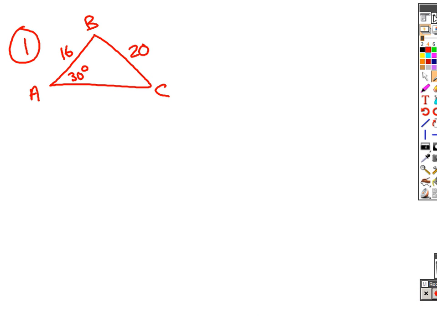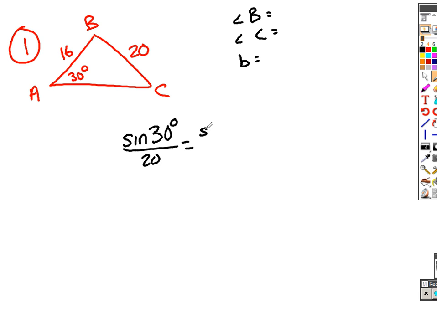What we're going to do right from the beginning is say, what do we need to find out in the end? Angle B, angle C, and side b. To do it, we already know both pieces of A, so I'm going to set up sine of big A, sine of 30, over 20 is going to equal sine of big C over little c, which is 16. I'm going to go 16 sine 30 equals 20 sine C when I cross multiply.